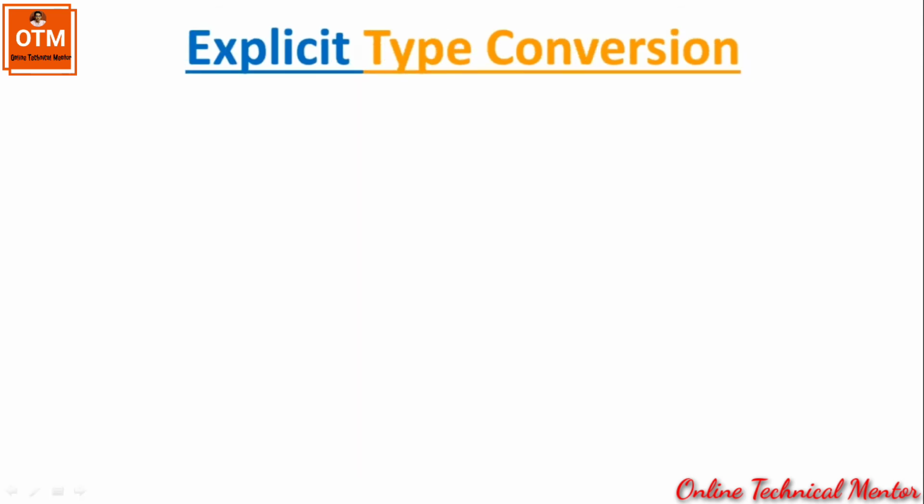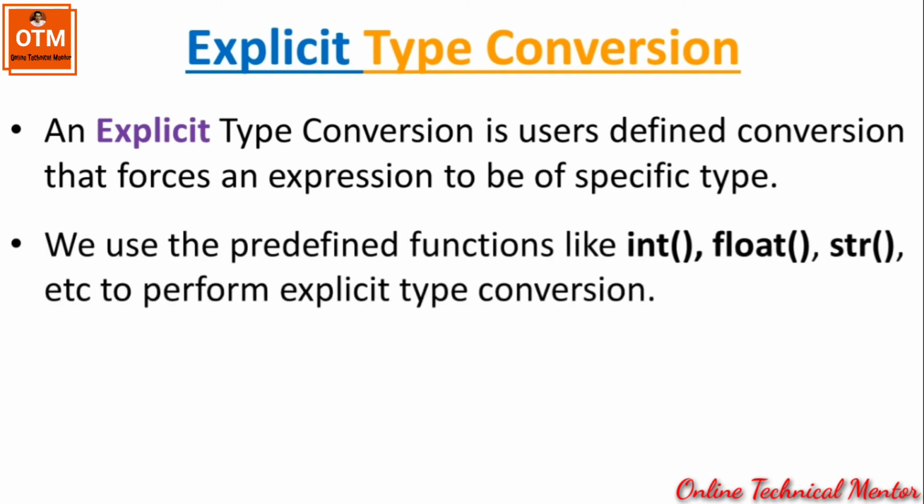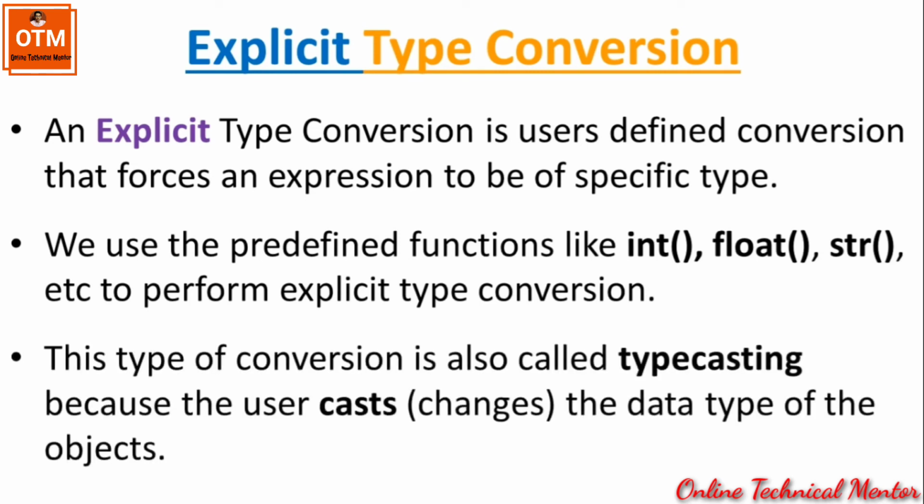Next, explicit type conversion. An explicit type conversion is a user-defined conversion that forces an expression to be of a specific type. We use predefined functions like int, float, str, etc. to perform explicit type conversion. This type of conversion is also called typecasting because the user casts, or changes, the data type of the object. That means when the user changes the type of an object to another type forcibly by using these functions, that is called explicit type conversion.